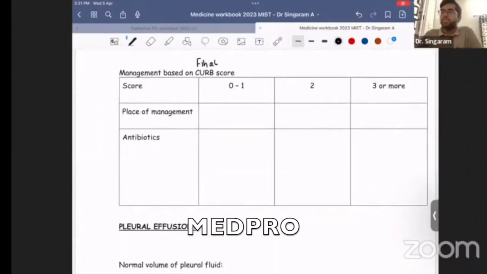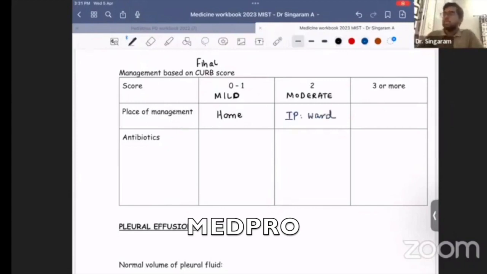So how is it classified? Very simple. If it is 0 to 1, it is called mild pneumonia. That's all. Where do you think the patient can be managed? In the home itself. You will send the patient home. Very, very simple. 2 means it is moderate pneumonia. In moderate pneumonia, the patient has to be kept in the hospital. It should be inpatient. But where can he be kept? He can be kept in the ward itself. That is the point.